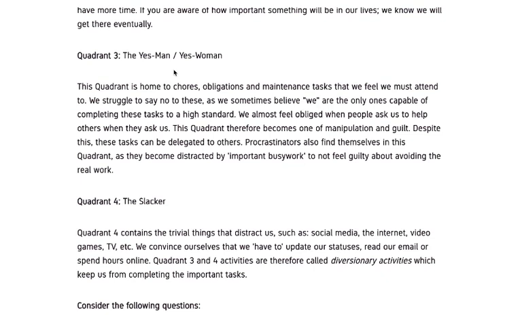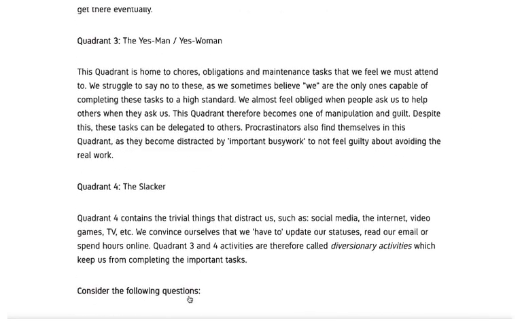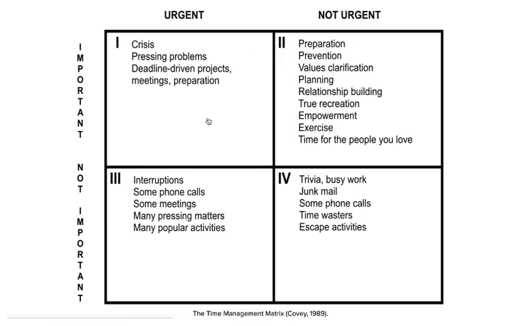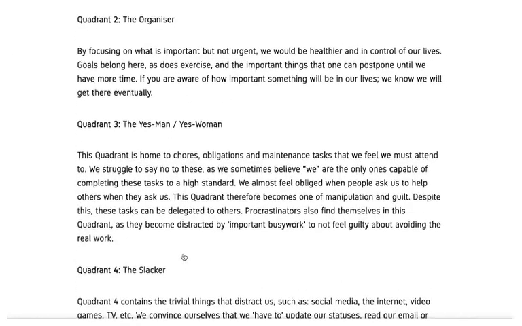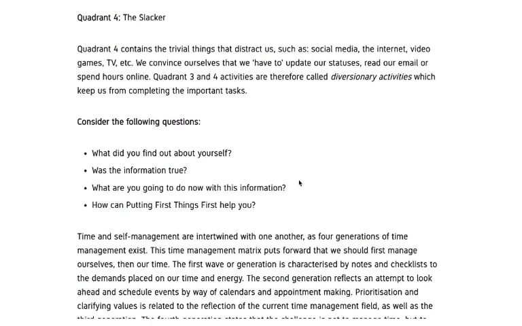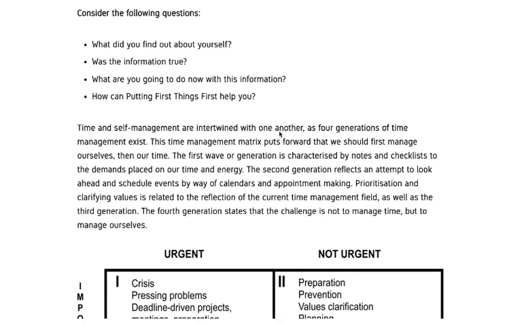So this is where delegation comes in. We will cover that in a bit. Procrastinators also find themselves in this quadrant. So they'll flip between 1 and 3, because they think this is important busy work. So they don't feel as guilty about avoiding the real work if they come over here. All right. So quadrant number 4 is where the slackers belong, and these are trivial things: social media, the internet, video games, and these are diversionary activities which keep us from completing the important things.